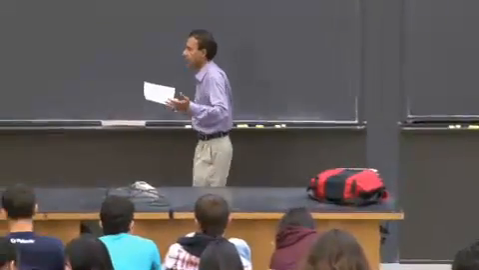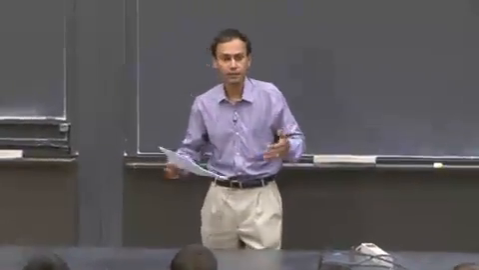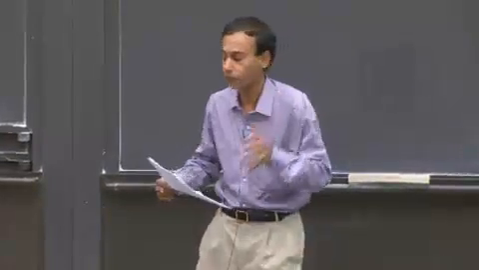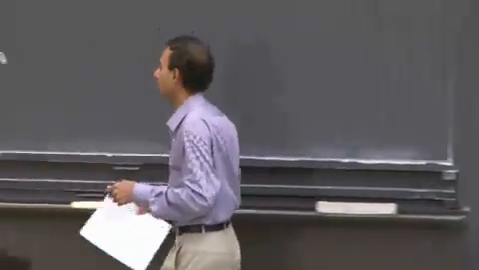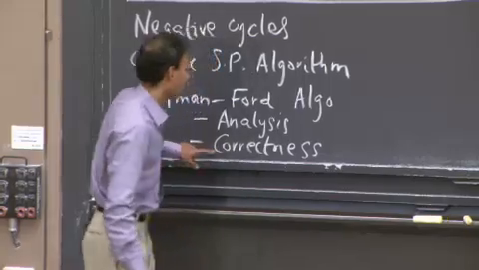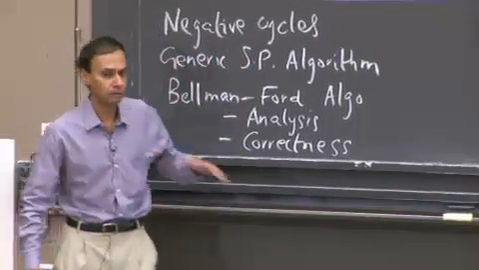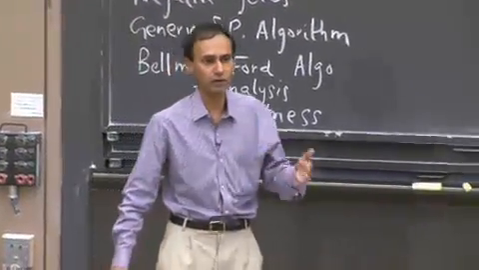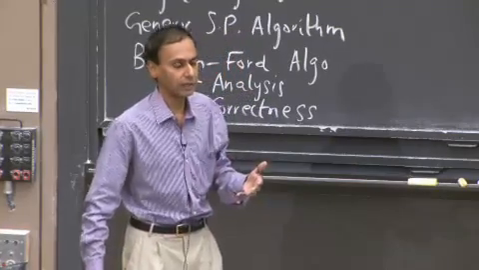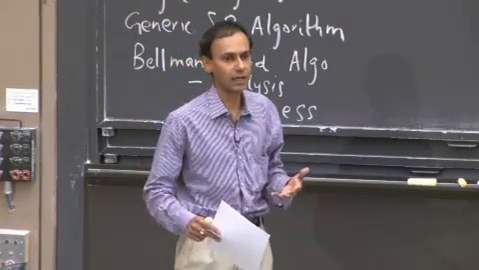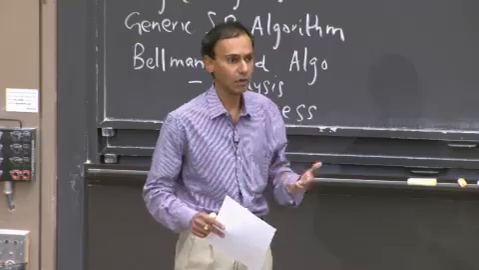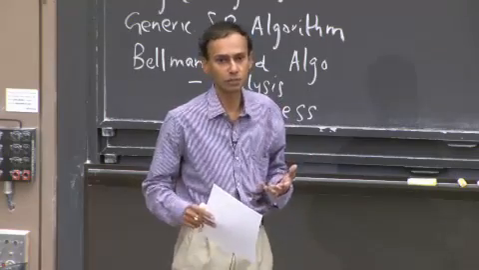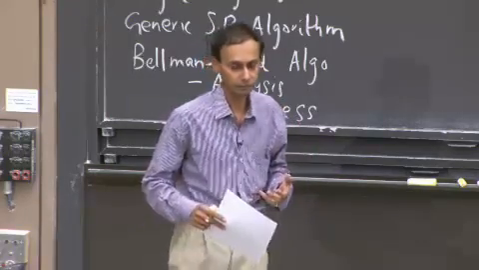So it is a polynomial time algorithm. It's fairly easy to describe, and what we'll do is describe it, analyze its complexity, and for once we'll do a formal proof of its correctness to show that it reports the existence of negative cycles if they do exist, and if they don't exist, it correctly computes shortest path weights.